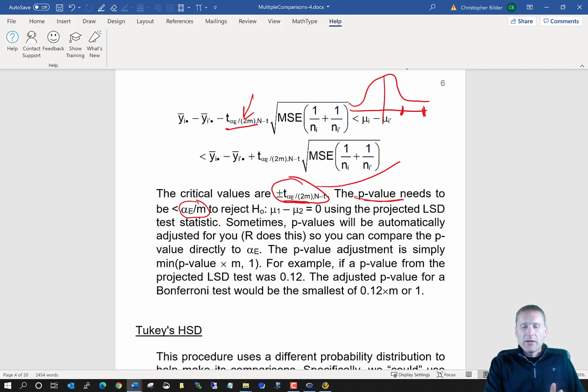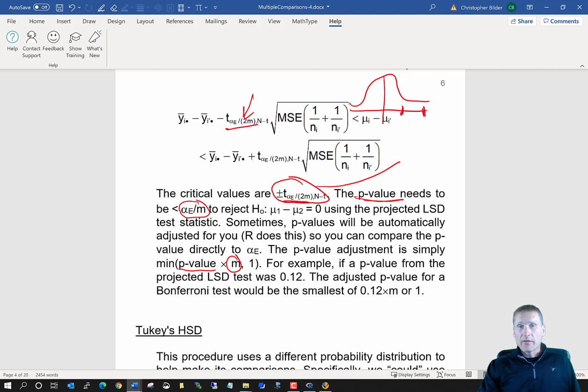Now, sometimes p-values will be automatically adjusted for you so that you don't need to take alpha sub E divided by M. Instead, these p-values will be adjusted in a way that you can simply compare to alpha sub E. This is what R does, so it's very important that you understand that aspect. And here's the simple p-value adjustment. Take your p-value that you normally get before, take it times M. In other words, it's going to inflate what you would have had before to account for these multiple comparisons that are being made.